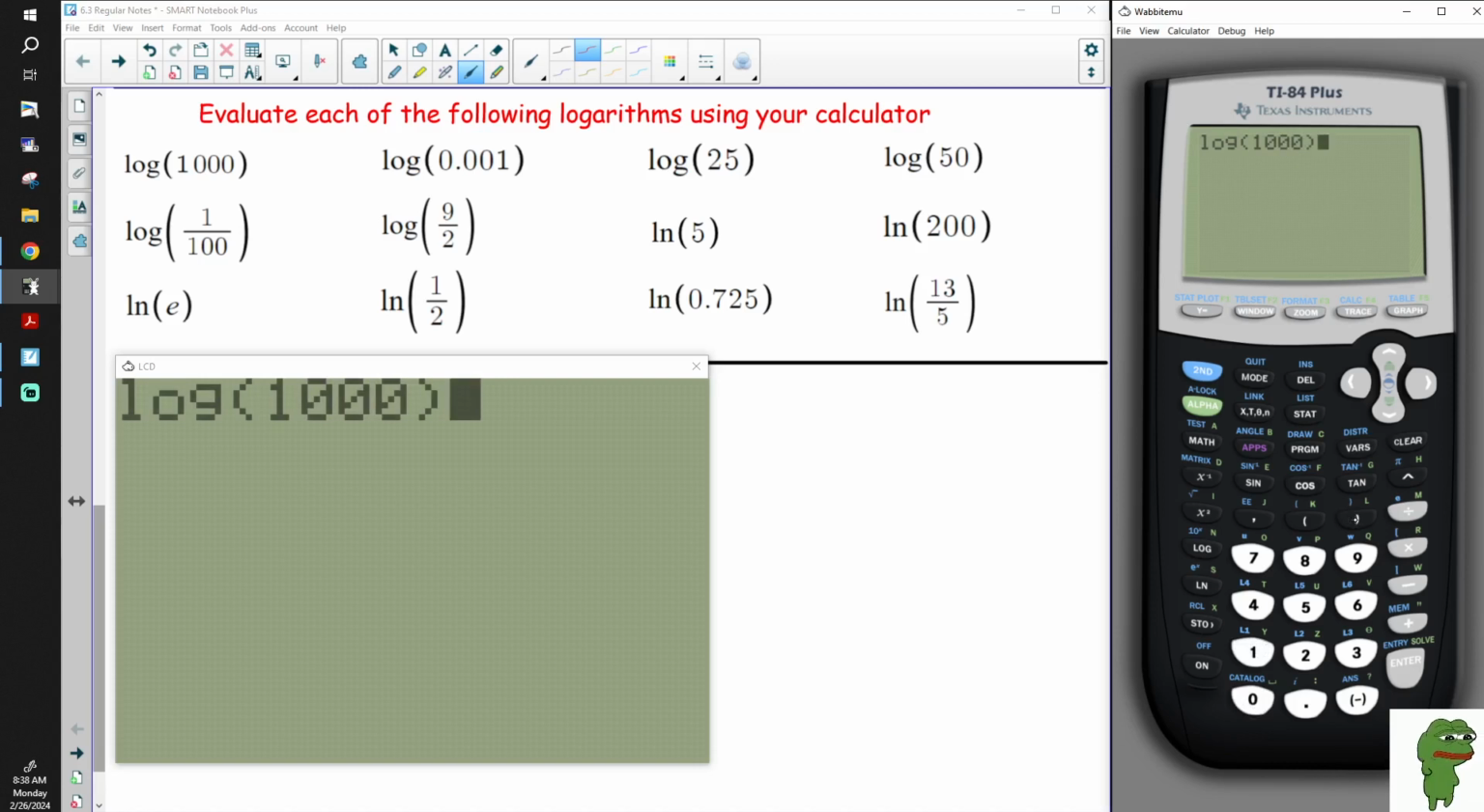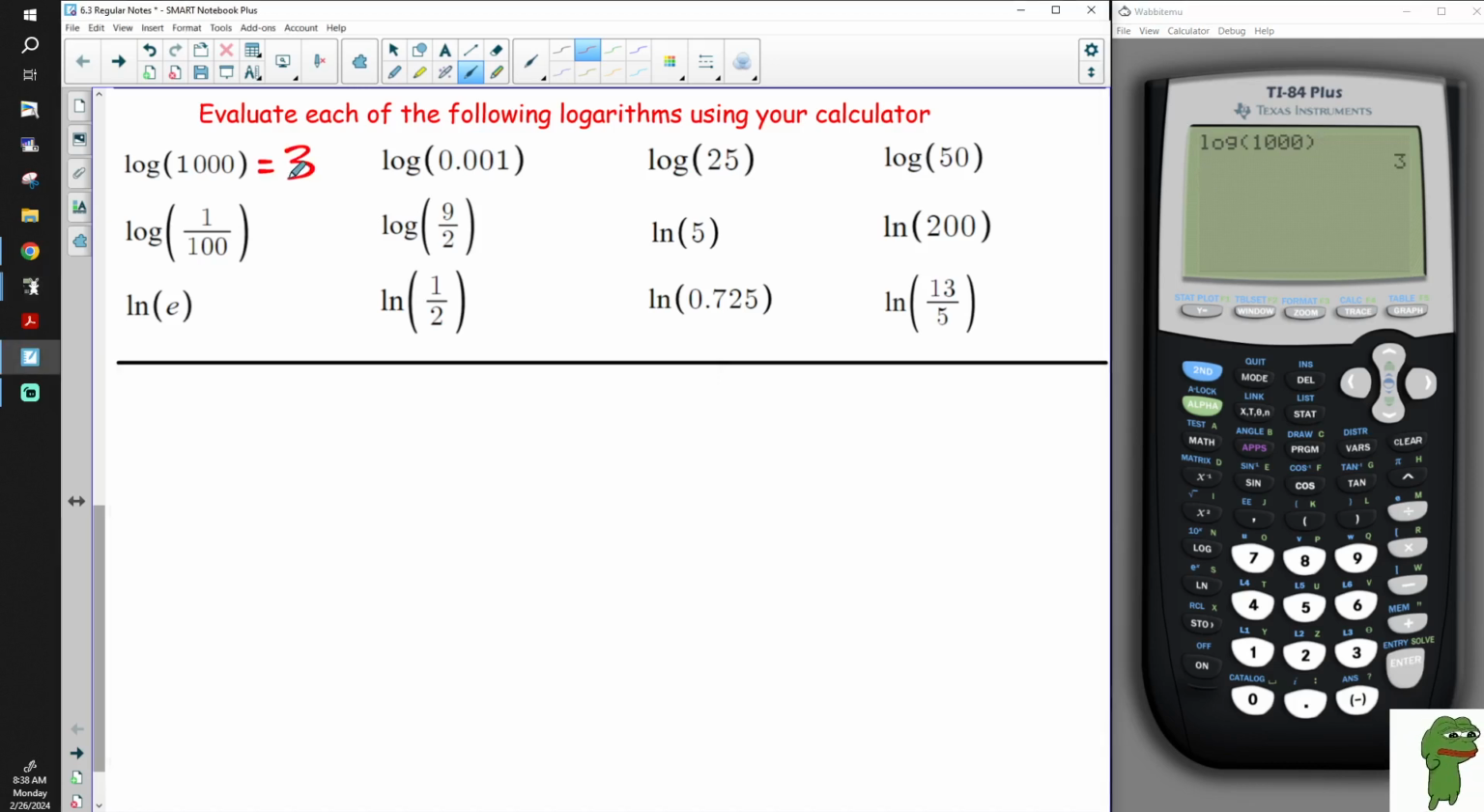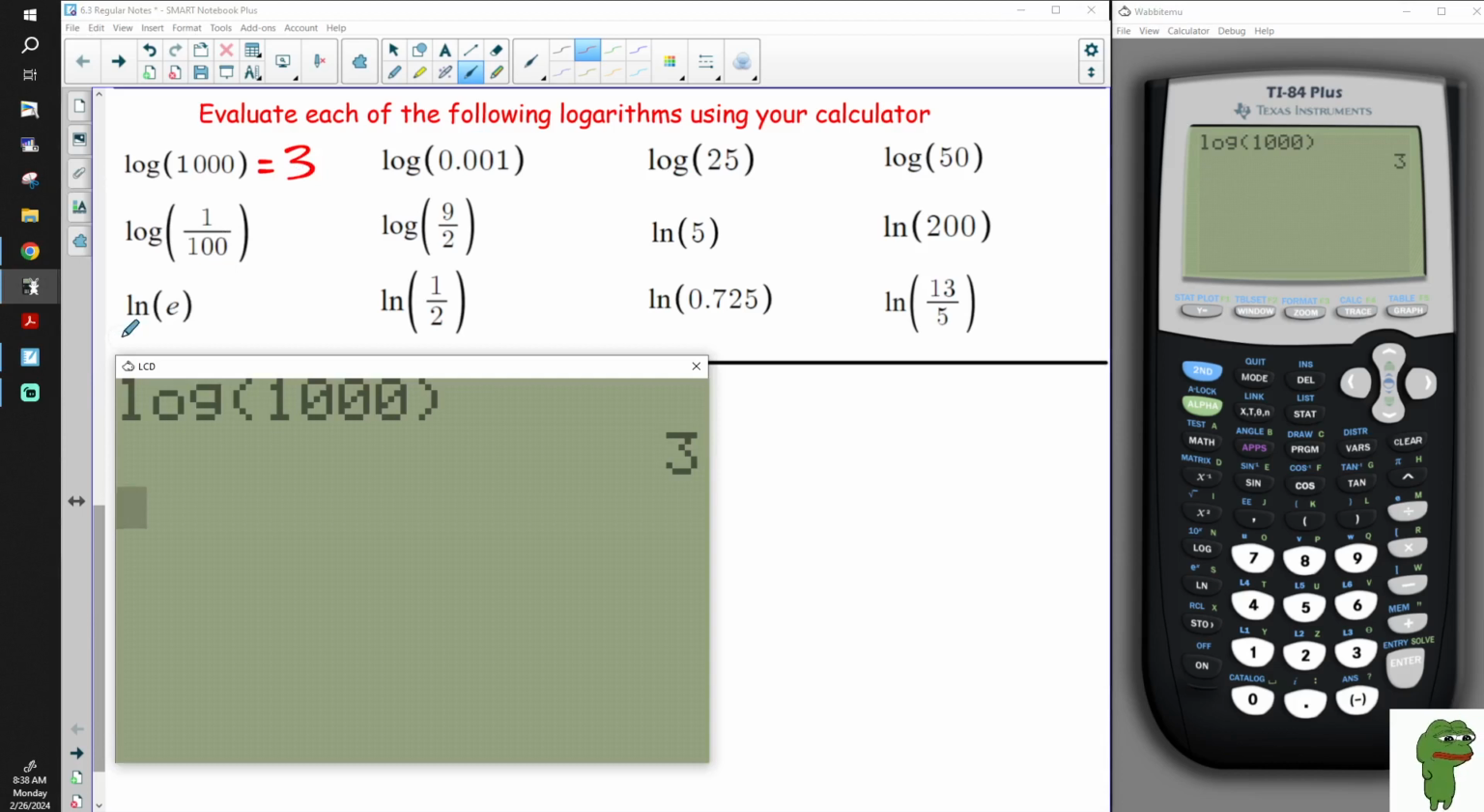And remember, what this log is, it's a riddle. It's saying 10 to what power is 1,000? You click enter and you should get 3, because 10 to the third power is 1,000. So my answer to that first logarithm is 3. We found the missing exponent. The exponent we did not know.